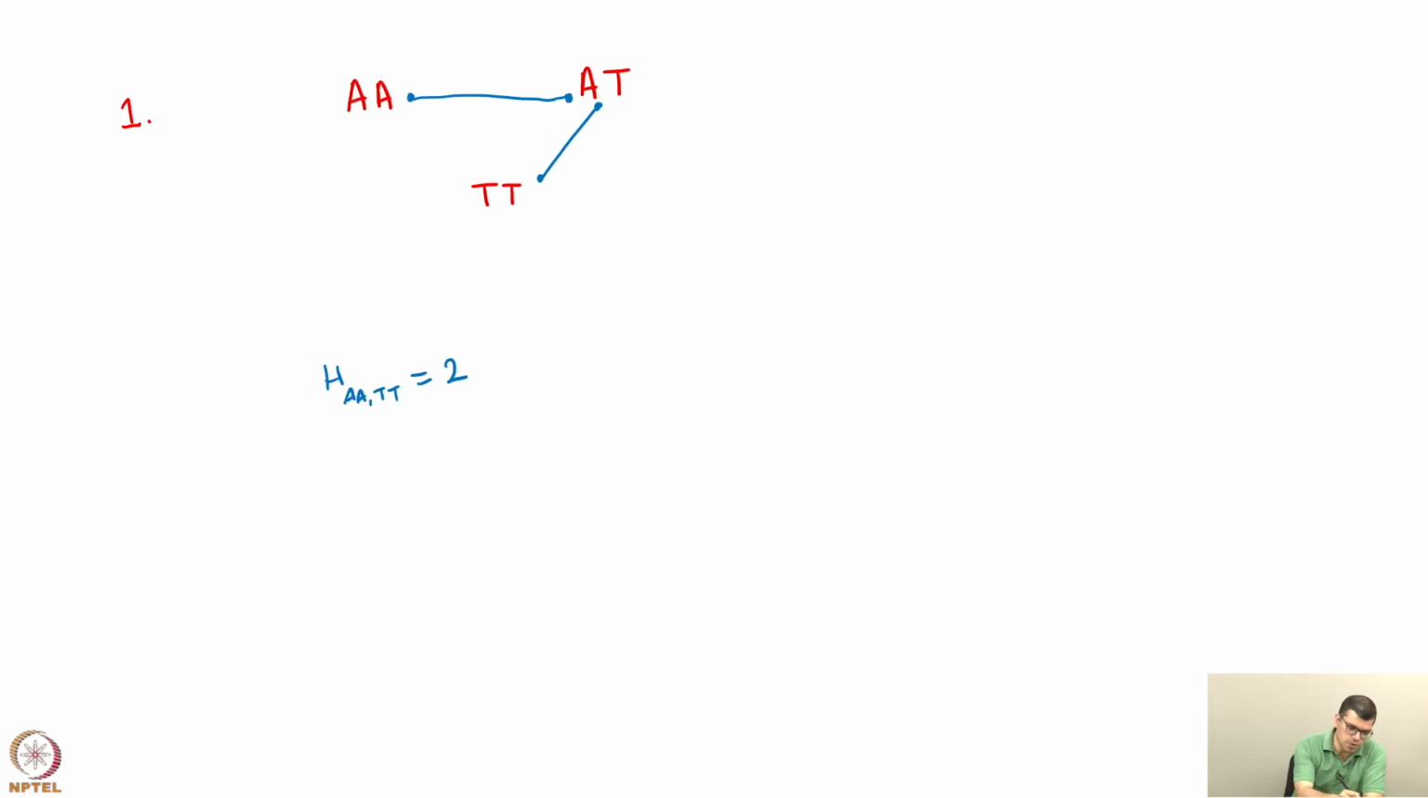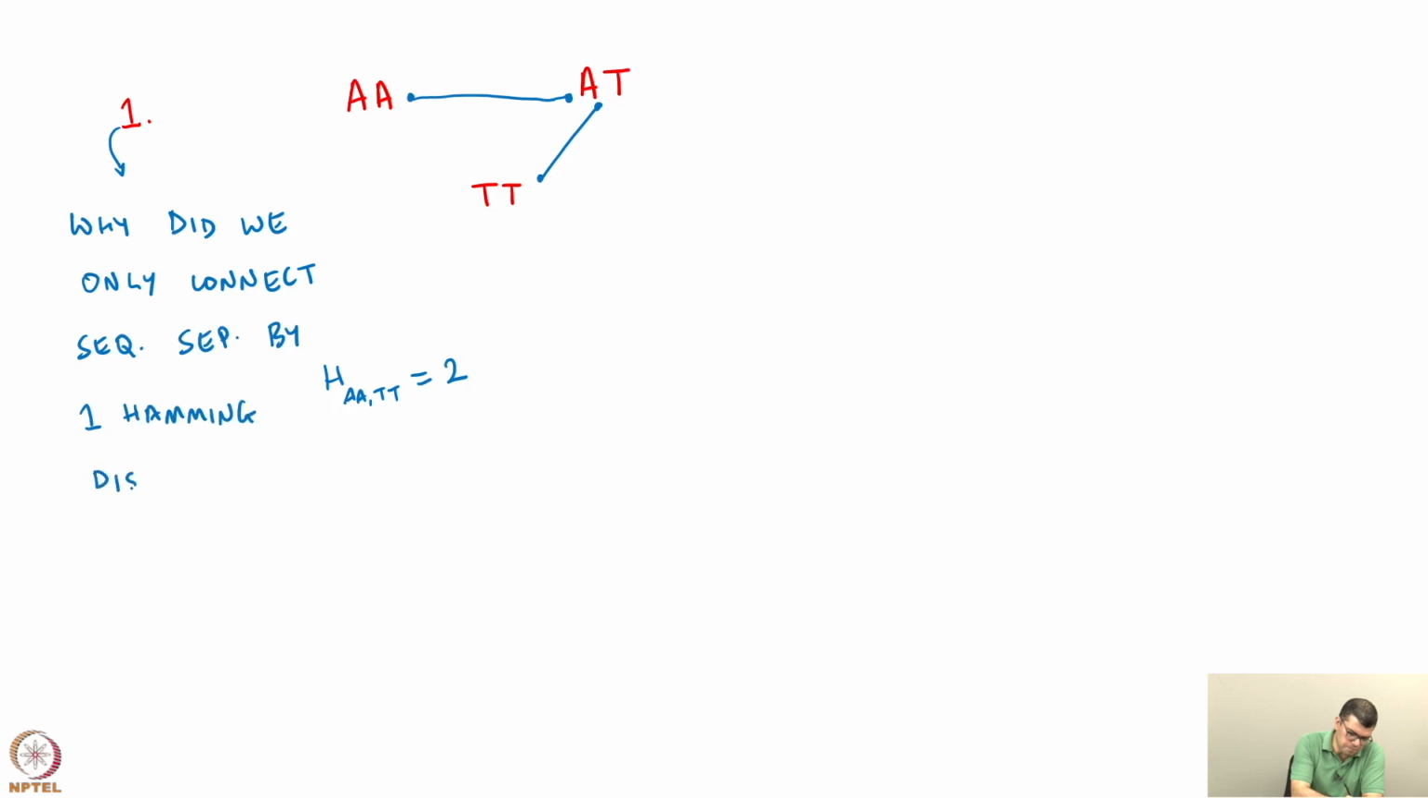So, the first question that we want to understand is why did we only connect sequences which are separated by one Hamming distance? That is the first question that we will address in this video. To understand that, let us imagine a fitness landscape.